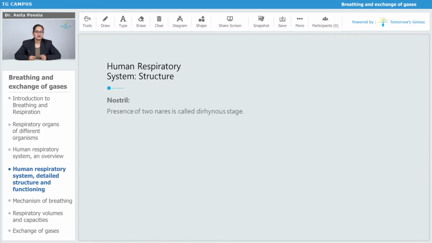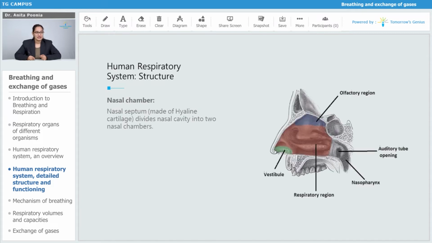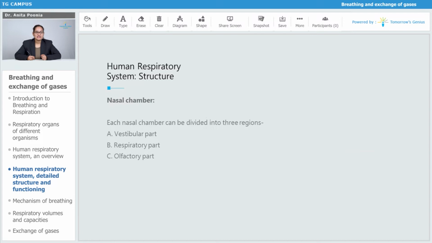The presence of the two nares is also called dirhinous. The nasal chambers: the nasal septum, which is made up of hyaline cartilage, divides the nasal cavity into two nasal chambers, as you can see. Each nasal chamber can be divided into three regions, and the names of these three regions are the vestibular part, the respiratory part, and the olfactory part.